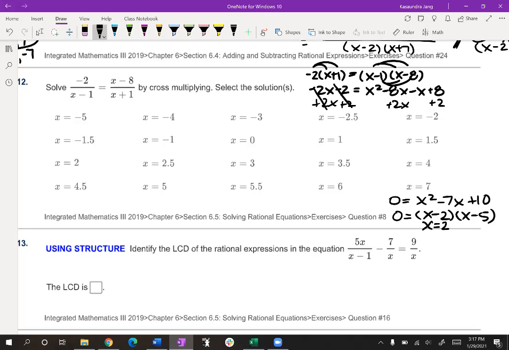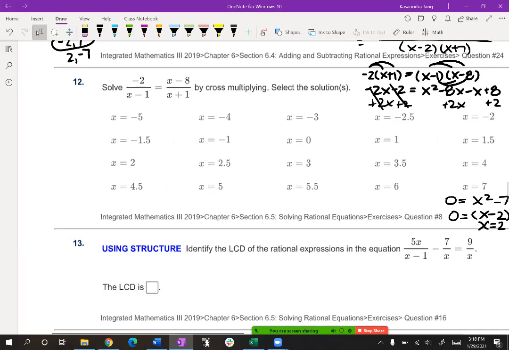I get a positive 2 from that first factor, and a positive 5 from my second factor. The nice thing on these is, and I really suggest you plug it back into your original problem and see if both of those fractions actually do equal each other with a 2 and a 5. So there may have been an extraneous solution, so let's see if both of these work or not.